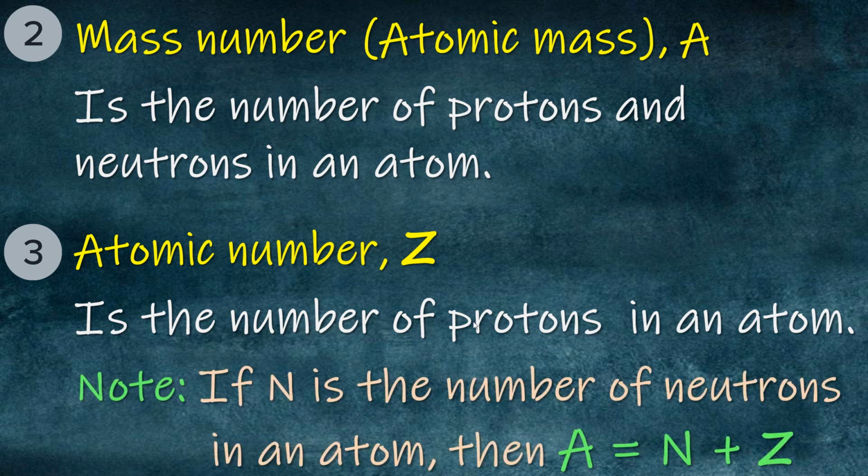Note, if capital N is the number of neutrons in an atom, now remember, mass number A is equal to the number of neutrons plus the number of protons. And yet we say the number of protons is equal to Z. So when you get the number of protons, which is Z, plus the number of neutrons N, you should get the mass number. So A is equal to N plus Z. Don't forget that, please.